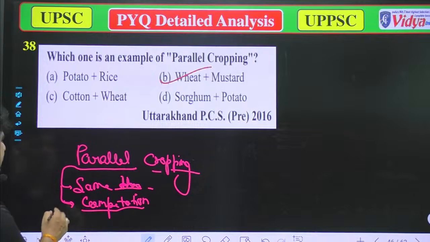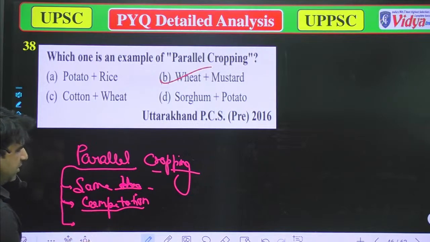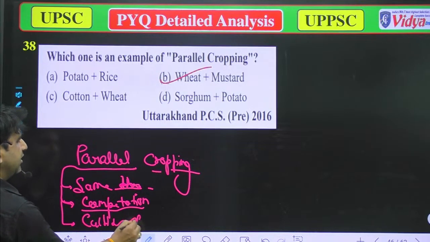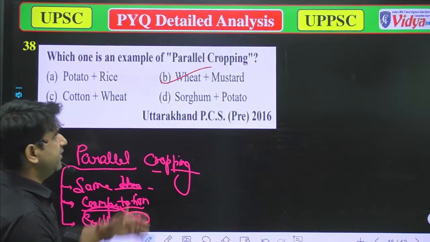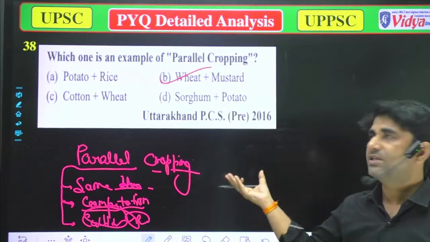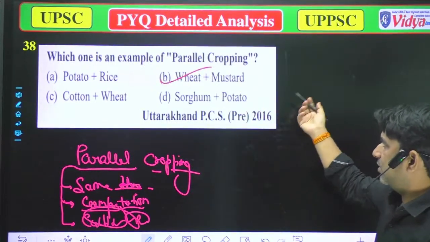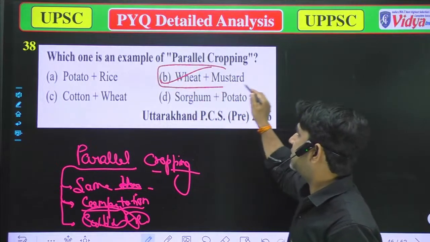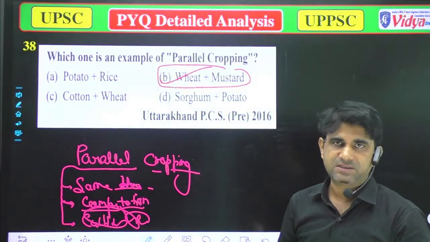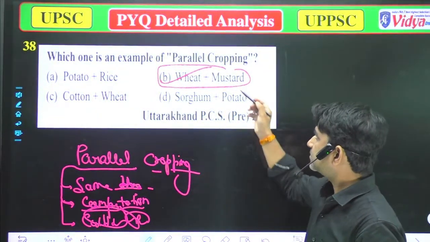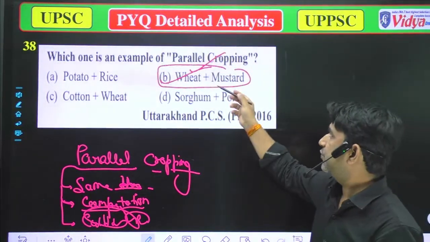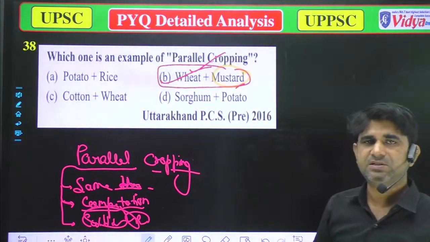The next thing is that their cropping period, or cultivation period, should also be different. In a field of wheat and mustard, mustard will grow faster compared to the wheat. These are mostly sown at the same time, but mustard will be cultivated before the wheat. So that is parallel cropping.